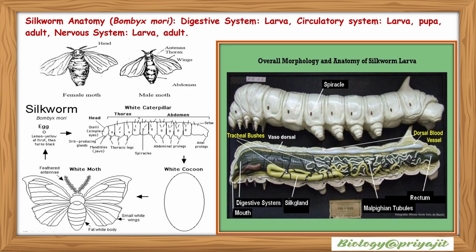Silkworm anatomy: Bombyx mori. Digestive system: larva; circulatory system: larva, pupa, adult; nervous system: larva and adult. The anatomy of the silkworm is specialized for its life cycle and function at different stages of development. Here is an overview of the digestive system, circulatory system and nervous system of the silkworm across its larval, pupal and adult stages.